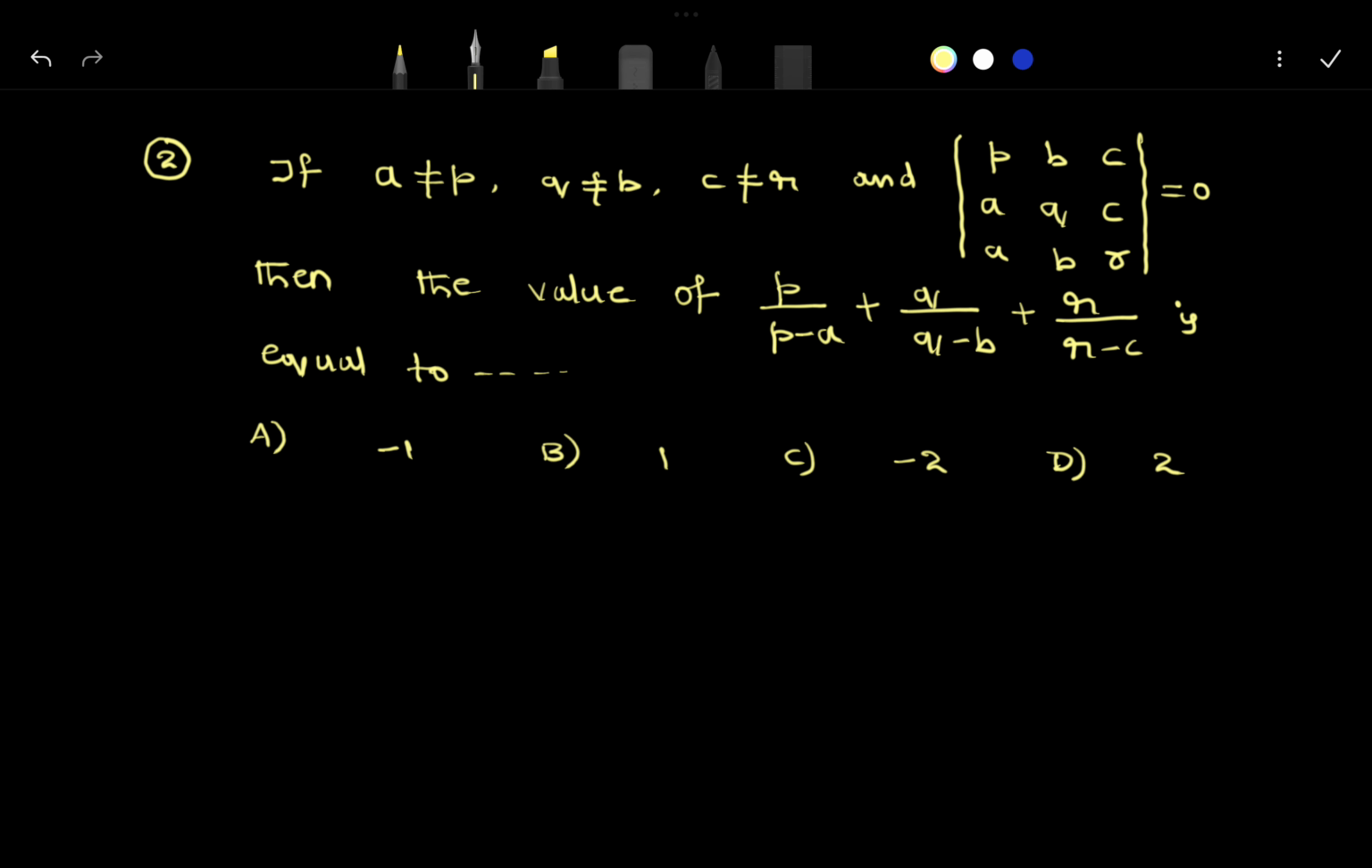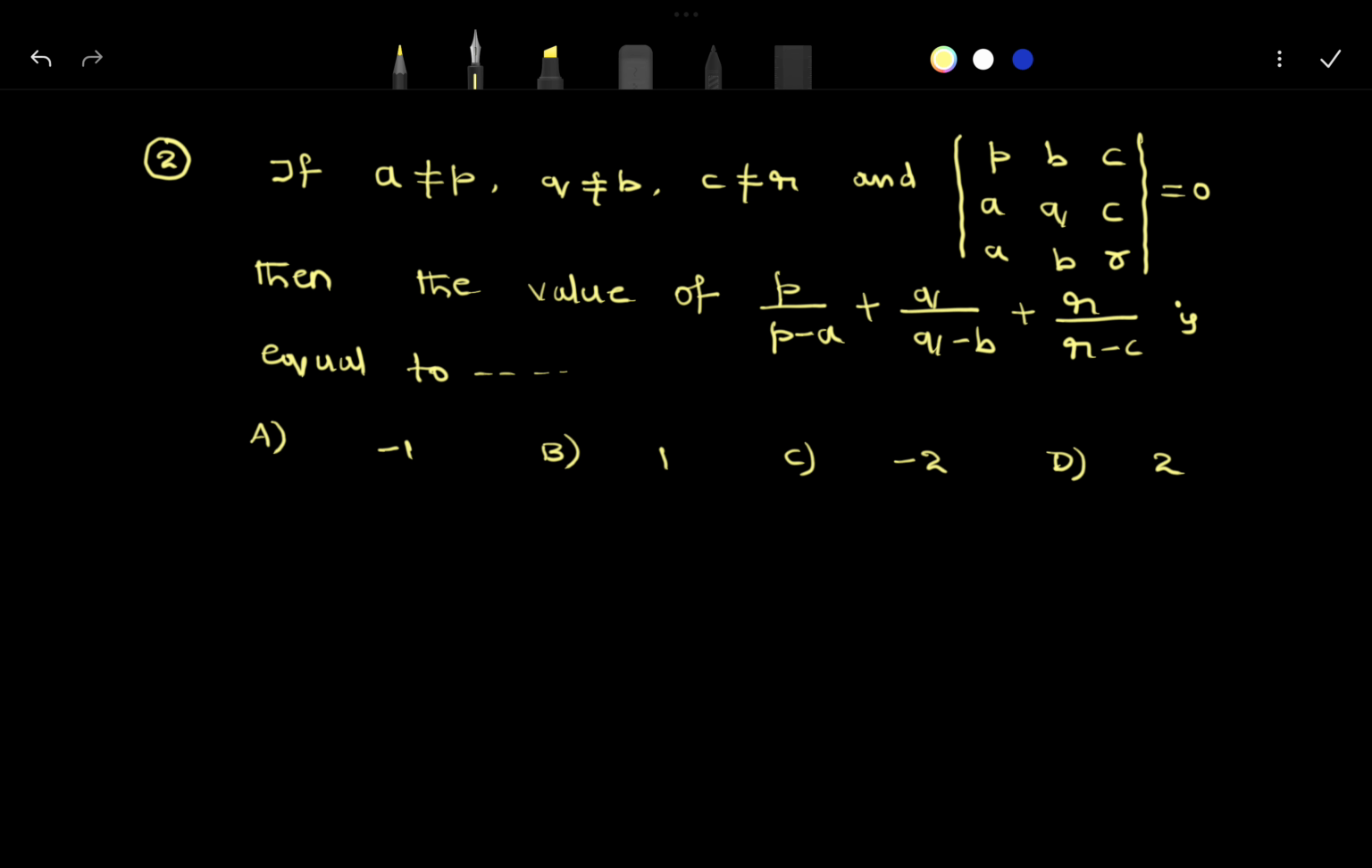The given expression is that A is not equal to P and B is not equal to Q, C is not equal to R, and the determinant of first row elements P, B, C, second row elements A, Q, C, third row elements A, B, R is equal to 0. Then we have to find P by P minus A plus Q by Q minus B plus R by R minus C. What is the value of this?